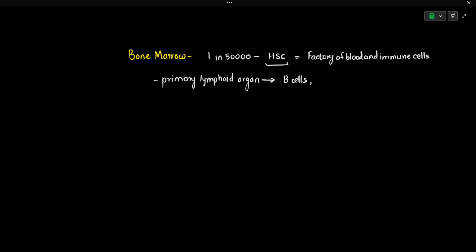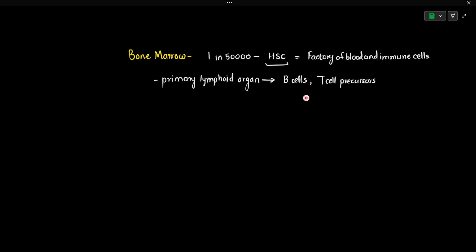But alongside B cells, the T cell precursors are also found in the bone marrow. So in bone marrow, from the hematopoietic stem cells, the B cells will be generated, they will get matured, and they are going to do their job.